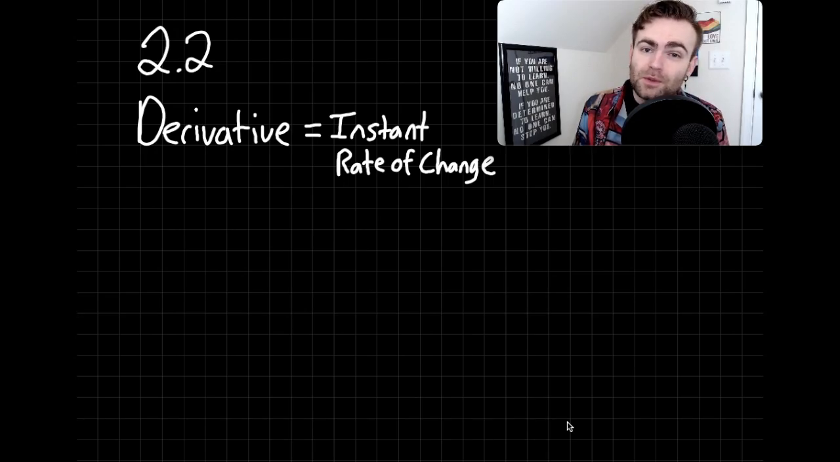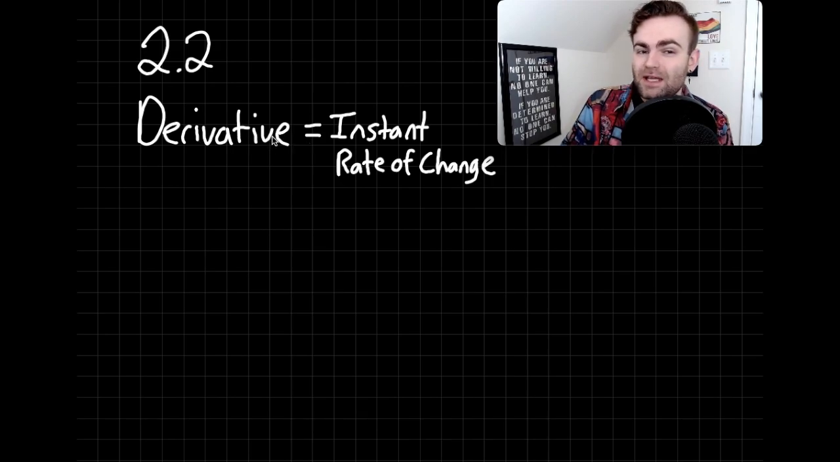Welcome everyone to a quick overview of lesson 2.2 from calculus, which is all about defining what a derivative is. For this first part of calculus, after you get done with limits, you start to do something called differential calculus. And differential calculus is all about finding and taking derivatives. So today we're going to define what a derivative is, and I've kind of got us started.